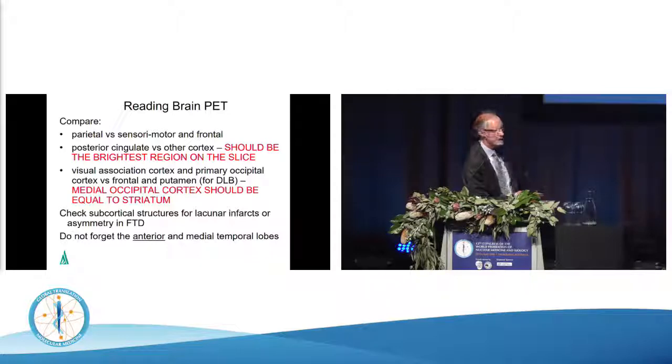Don't forget the anterior and the medial temporal lobes. The anterior temporal lobes, as I'll show you, are very important for semantic dementia. The medial temporal lobes are interesting. In young people, there's not much medial temporal atrophy in Alzheimer's disease. And in fact, you often see in younger people that the lateral temporal cortex has lower metabolism than the medial, whereas in a normal person, the lateral has greater metabolism than the medial.